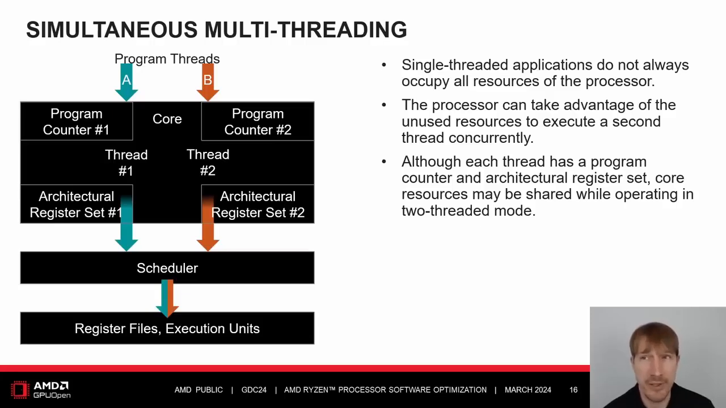To improve instruction throughput, the processor implements simultaneous multithreading. Single-threaded applications do not always occupy all the resources of the processor. The processor can take advantage of the unused resources to execute a second thread concurrently. Although each thread has a program counter and architectural register set, core resources may be shared while operating in two-threaded mode. The core is in two-threaded mode while its two logical processors execute program threads. If either of the core's logical processors executes the operating system's idle thread, it may return to single-threaded mode. Disabling SMT in system BIOS menu options will reduce the number of logical processors in the system and limit cores to operate only in single-threaded mode.